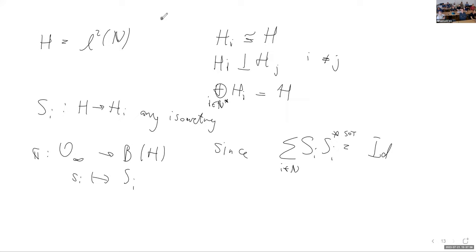Sometimes there is no such isometry. It exists here, so all have the same dimension. Okay, so your Hilbert space is infinite dimensional, and you choose these H_i as such, decomposing this. The space is infinite, and this is isomorphic to each H_i.